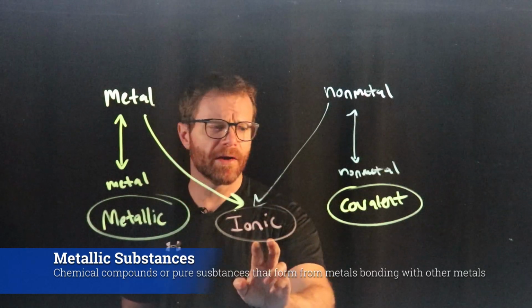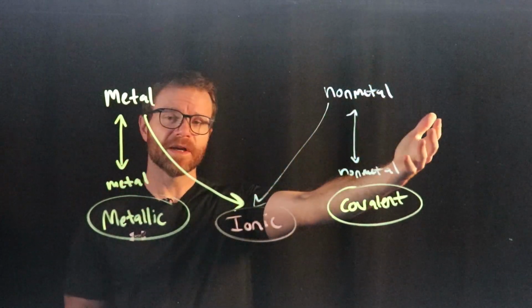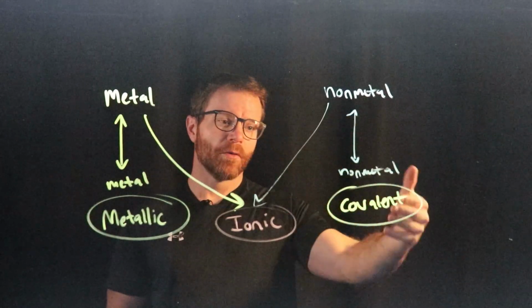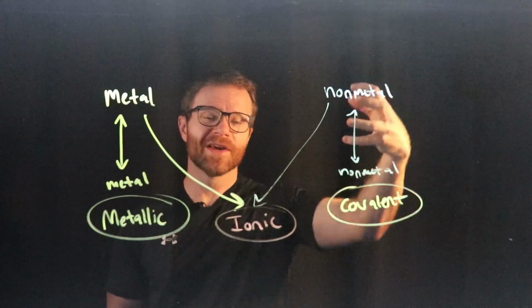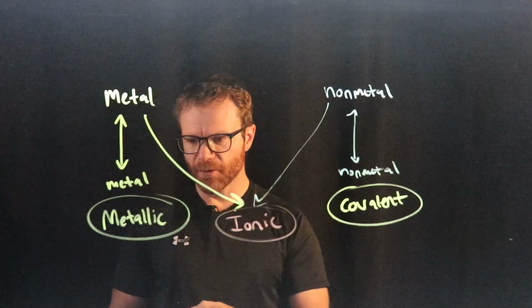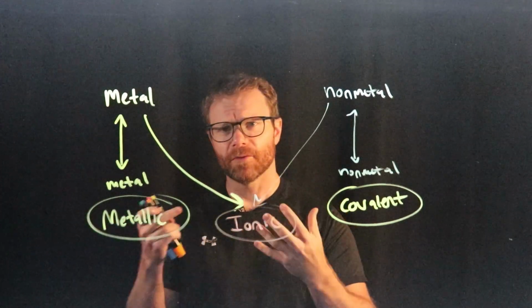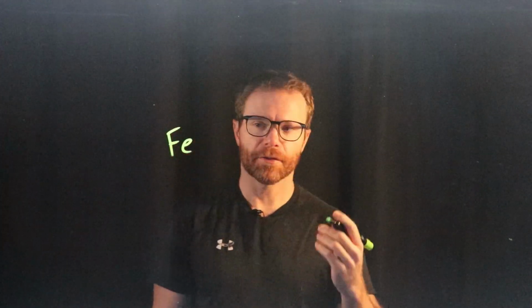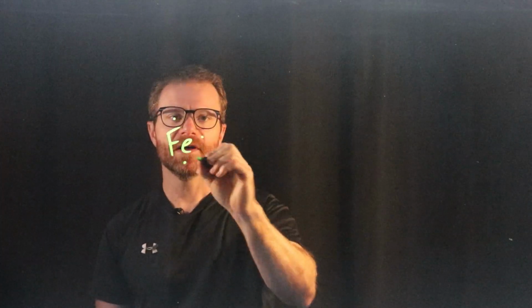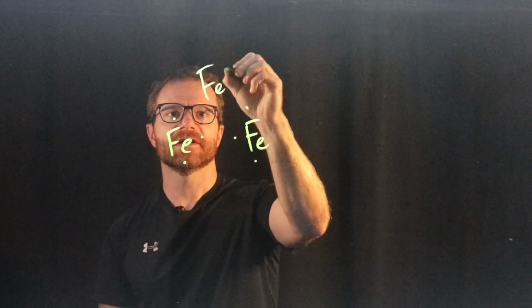Now you already know how ionic and covalent compounds work. With ionic compounds, the metal gives up its electrons to the nonmetal. With covalent compounds, nonmetals share valence electrons. Metallic compounds are very weird and kind of new and different, and I'll explain how they work right now. If I had a bunch of, let's say, iron 3, it's got 3 valence electrons. Here's another one with 3 valence electrons. Here's another one, it's got 3 valence electrons.